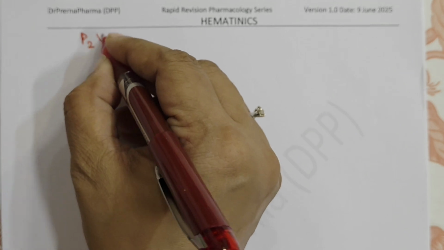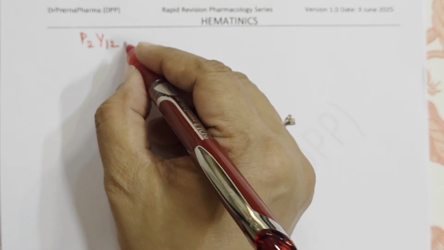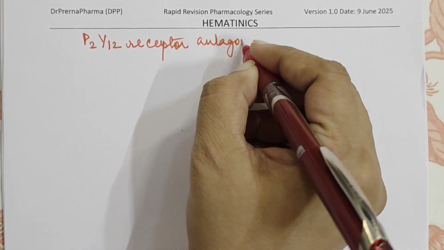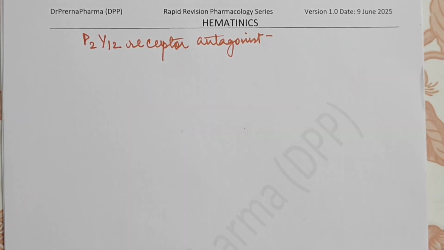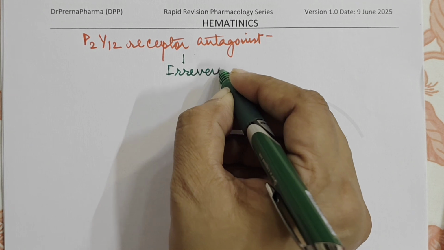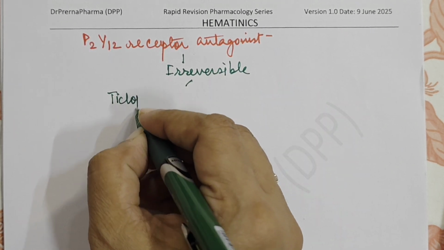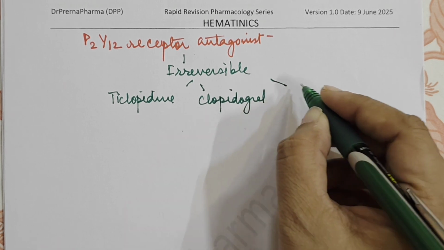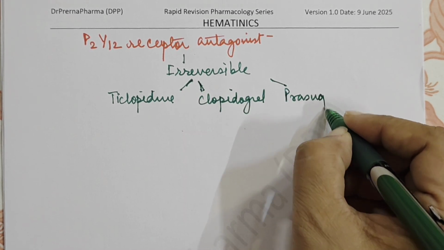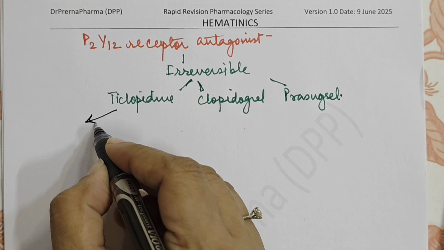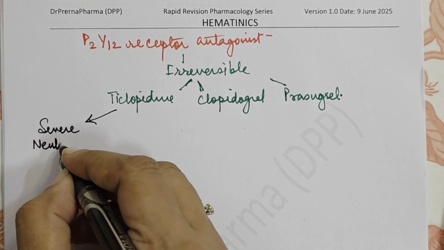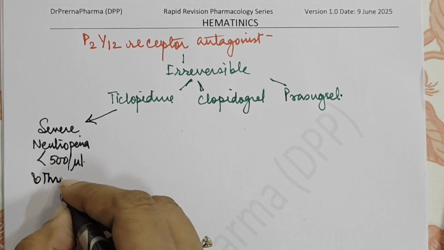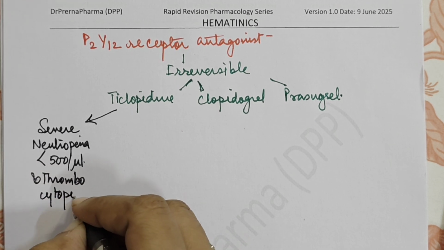Then we come to the category of drugs that are irreversible inhibitors, the P2Y12 receptor antagonists. So in that we have seen the names of the drugs. What are they? The irreversible antagonists were ticlopidine, clopidogrel and prasugrel. Now, ticlopidine has a side effect: it causes severe neutropenia, almost less than 500 per microliter, and thrombocytopenia. This is the side effect of ticlopidine.